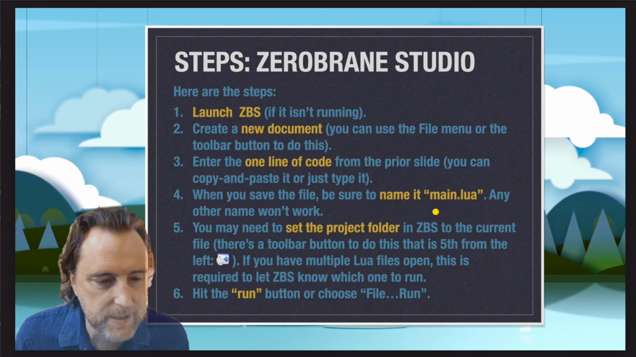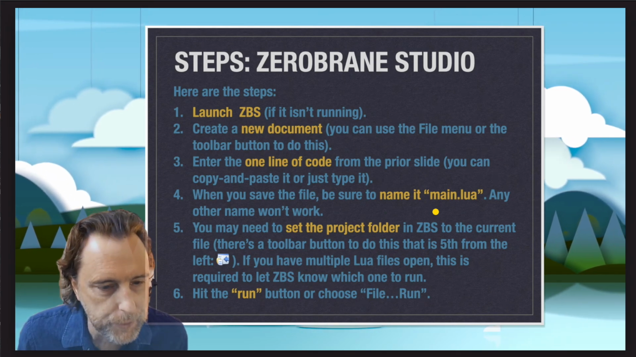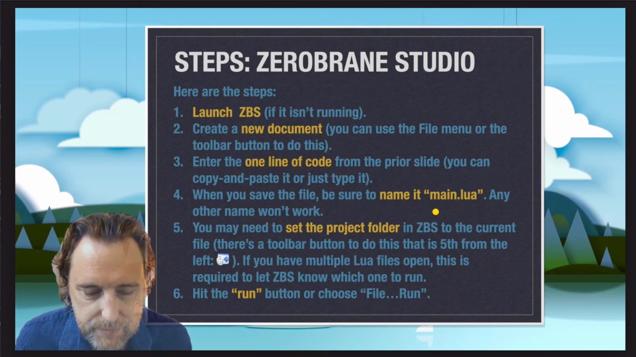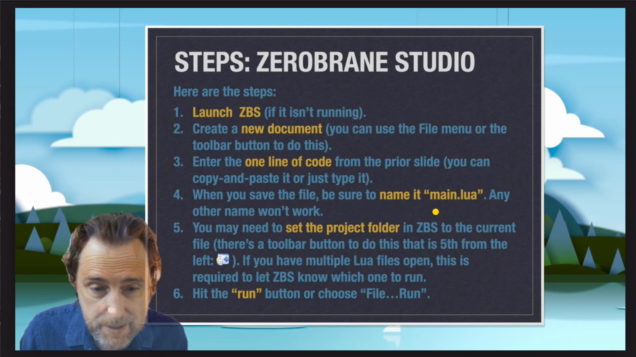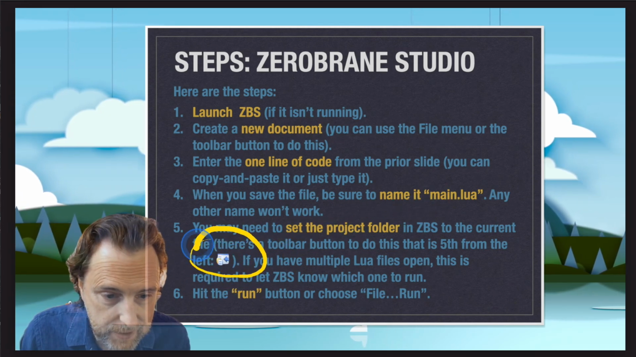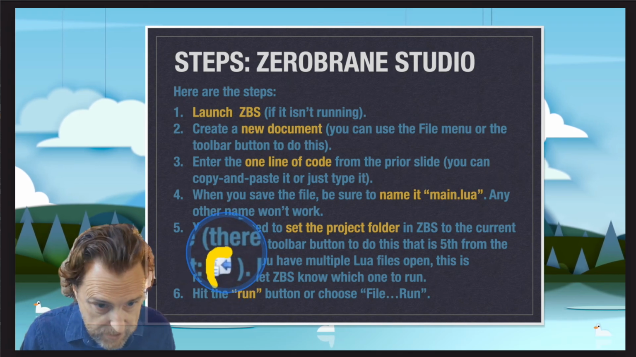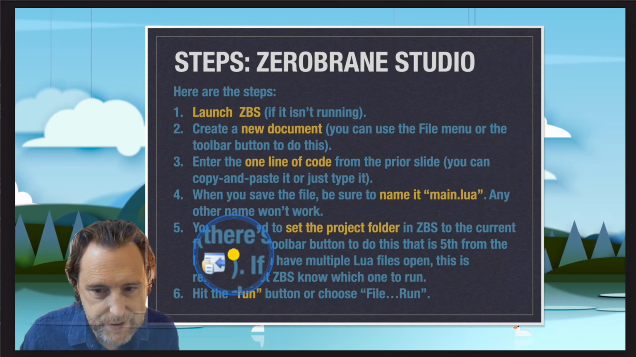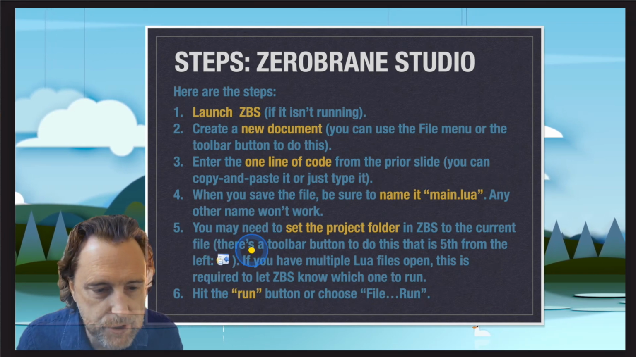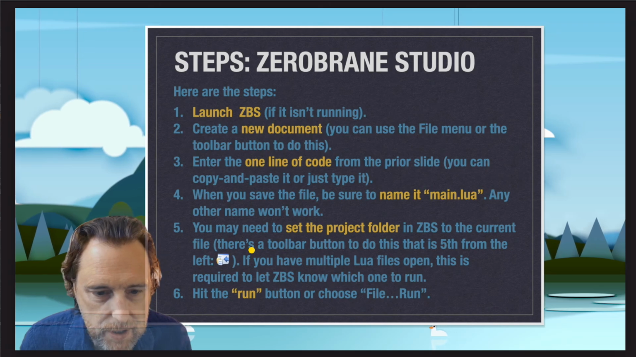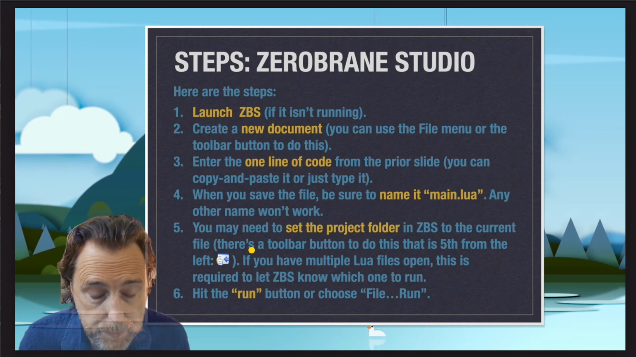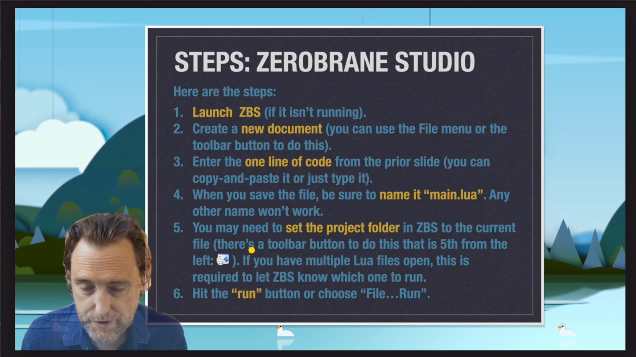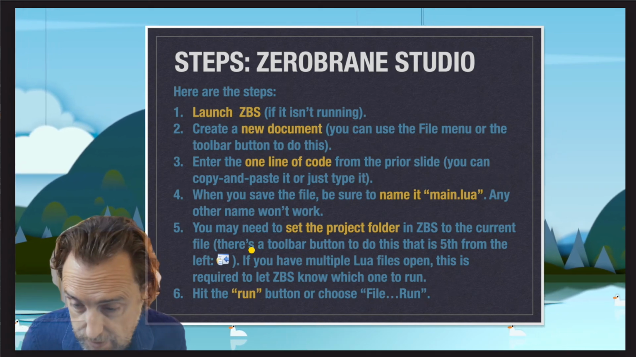And so wherever that main.lua file is, whatever folder it's in, you want to set that to be the project folder. And so it's actually pretty easy to do it. In ZBS, there's a toolbar button that looks like this. I don't know if you guys can see that really well. Not with my highlighter over it. It is, I believe it's the 5th from the left. And so I'll show you that as well when I switch back over to screen sharing. And then you just hit the run button or choose file run. So 6 steps to your first ZeroBrane program.